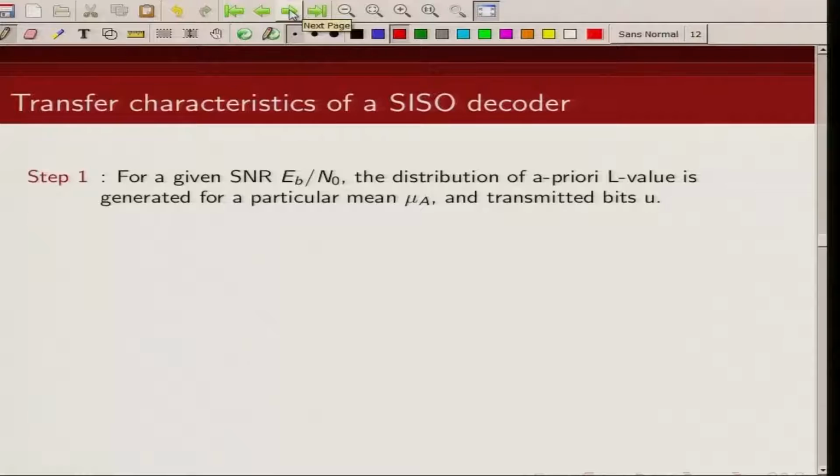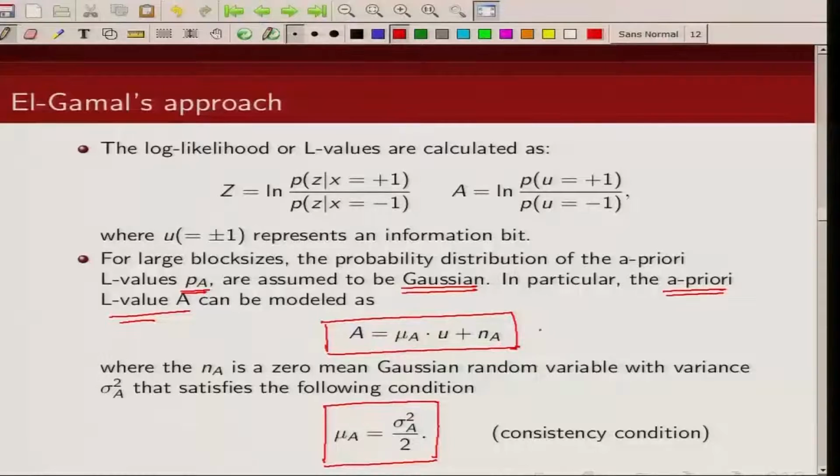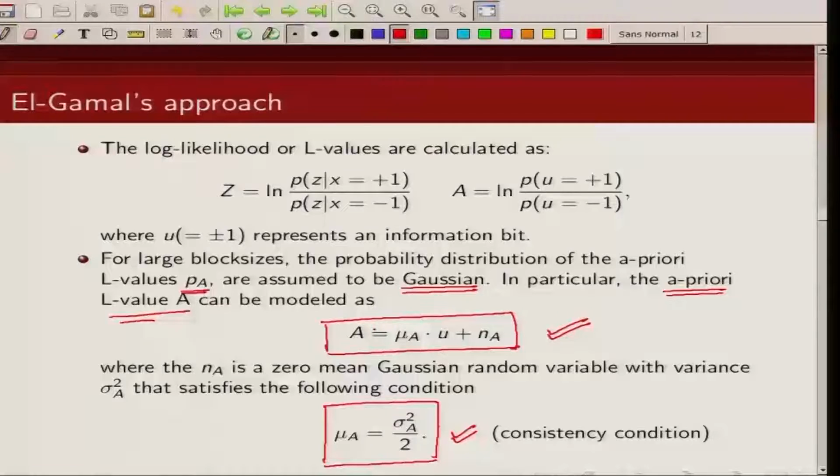So, then how do we draw the transfer characteristics for a given signal to noise ratio? The distribution of a priori L values is generated for a particular mean mu A and transmitted bit u. How? We know that we are modeling our a priori information like this, and of course, we are assuming consistency conditions. So, the mean and variance of the a priori information are related like this.